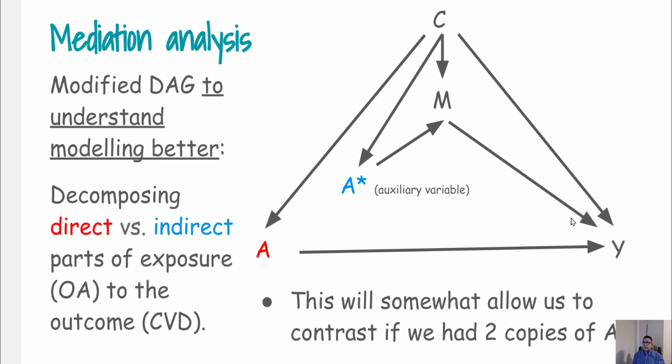Why are we doing this? Because at the end of this analysis, we will use this red A to get our direct effect, and then we will use our A star, this blue A, to get our indirect effect, right? Even though we do not have two A variables, we have just one, we are doing it so that we can implement our model in a way that gives us our direct effect and indirect effect. So essentially, in a nutshell, we will create two copies of A.